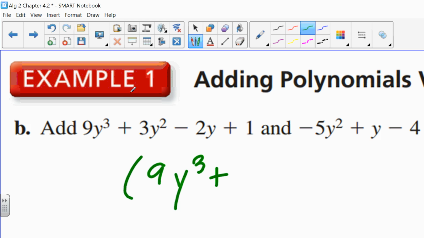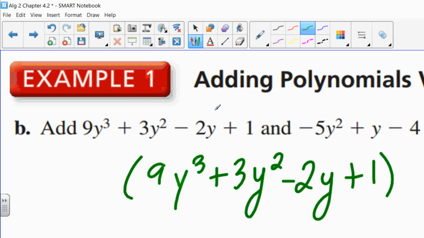Now we're going to look at horizontally. When we add them horizontally, we're going to use our parentheses. And we're going to put a plus sign in the middle because we're just adding them horizontally. Because the sign in the middle is plus, it's really not going to change anything about the second set of parentheses when we multiply it by that positive.